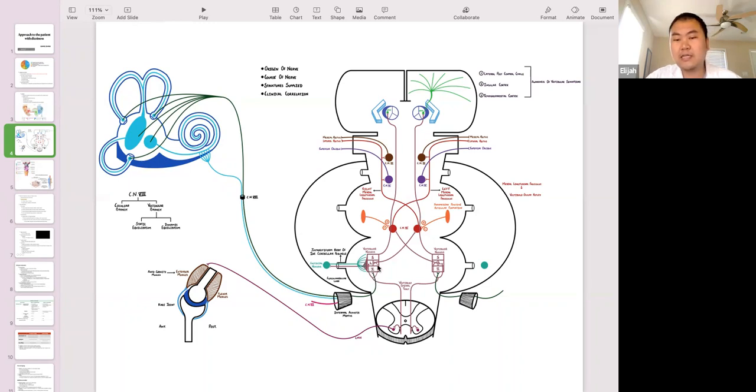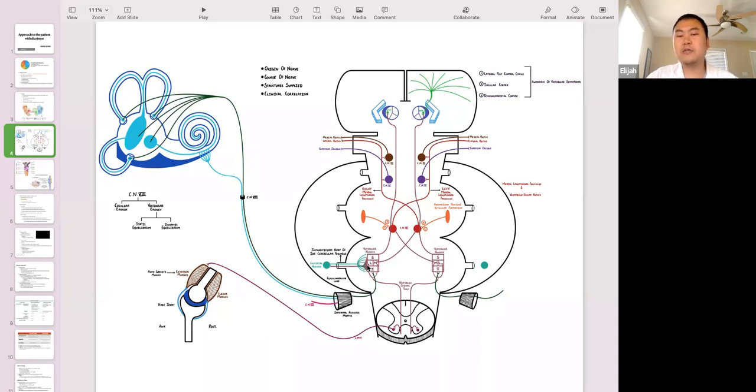Another connection is that the vestibular nucleus gives a tract to the ventral horn motor neurons. This is the vestibulospinal tract, and from the ventral horn, the motor neurons give motor nerves to the extensor muscles. We know that extensor muscles are anti-gravity muscles. They keep us in a standing position, so it's very important to sustain the standing position with the extensor muscles.